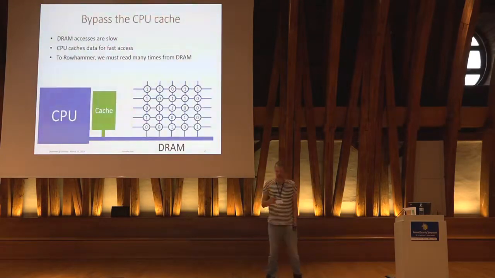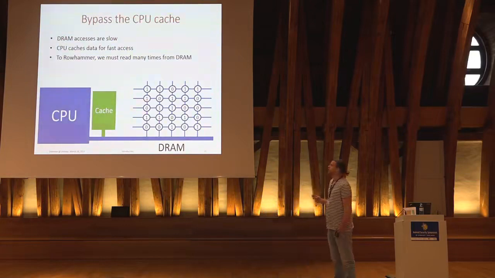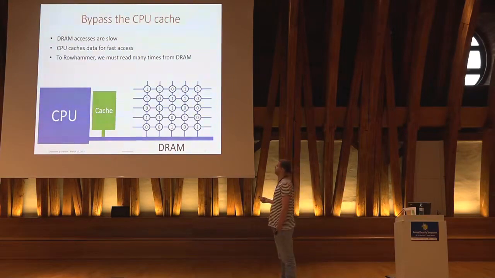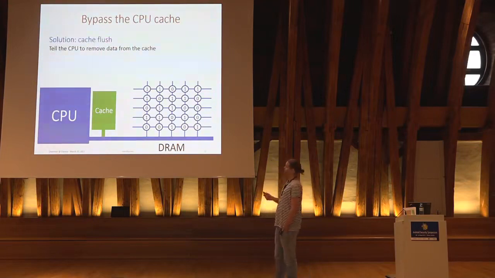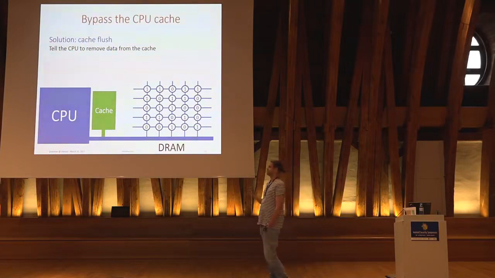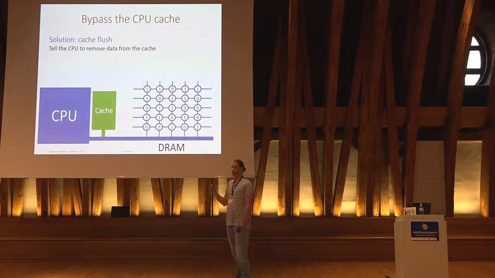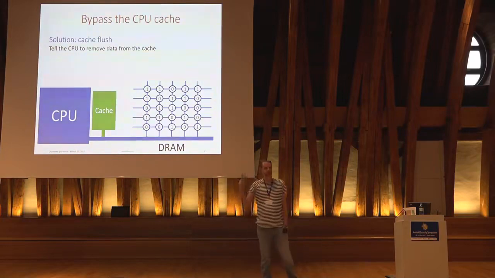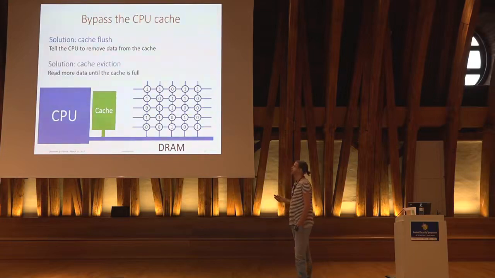So let's look at the first challenge, bypassing the CPU cache. I told you the DRAM access is so slow, and the CPU caches data for fast access. But if we want to do Rowhammer, we must read many times from DRAM. So one solution that has been used on Intel platforms a lot is simply to use an explicit cache flush instruction. In x86 it's called CLFLUSH, and if you execute this instruction, you basically tell the CPU, please remove this data from the cache, so that next time when I read it, the read will go to DRAM.